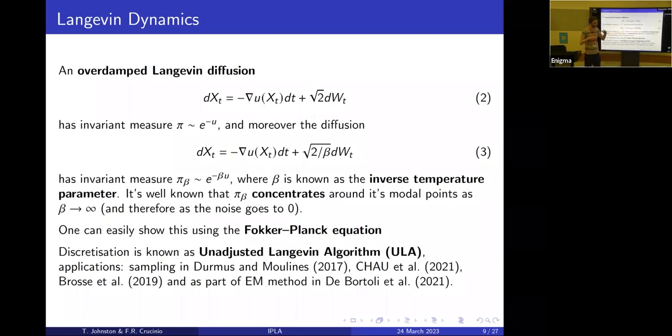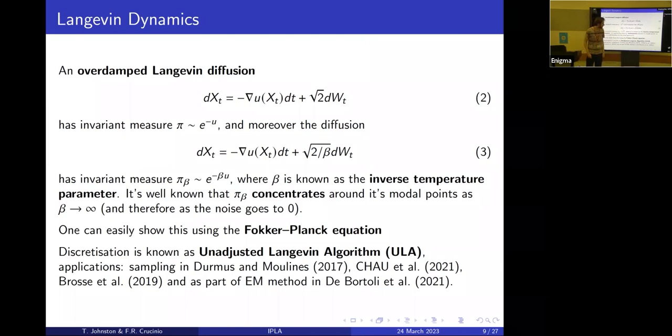And this measure here, in some sense, converges to a Dirac on the minimizers, because if you have just gradient descent, you're going to get various states when you're in the nest. And this parameter here is known as inverse temperature. The invariance of these two measures follows very simply from the Fokker-Planck equation. You just get three terms and they cancel out.